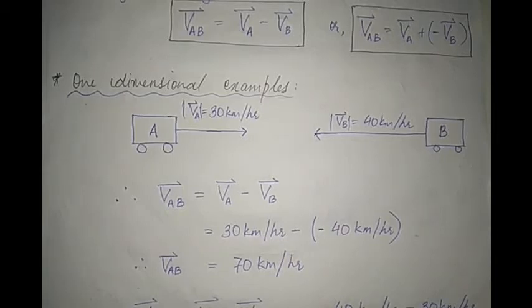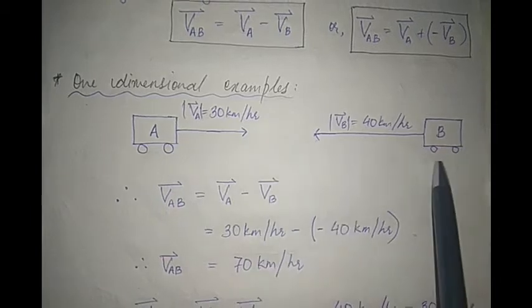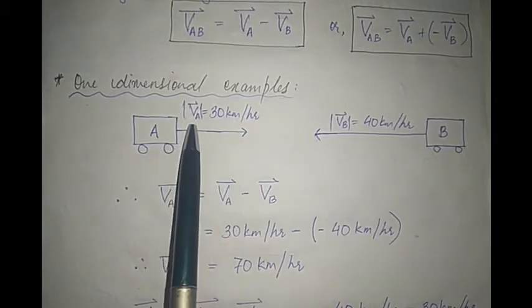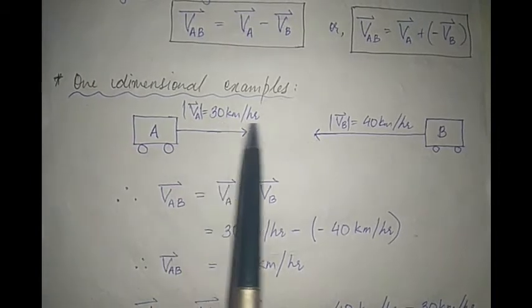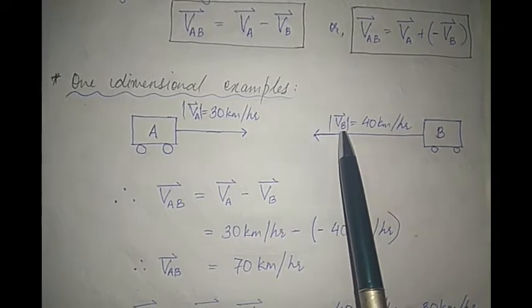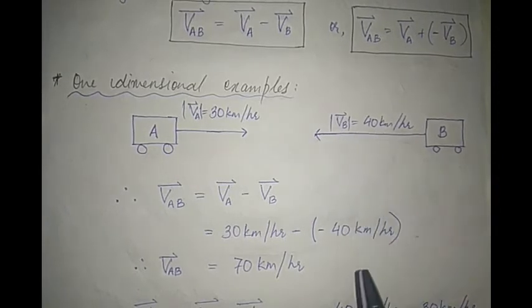In this video, we are going to look at examples of relative velocity with regard to one-dimensional motion, that is, motion of bodies along a straight line. So say for example, we have two cars, car A and car B. Car A is moving in this direction with a velocity VA, whose magnitude is 30 kilometers per hour. And car B has velocity VB, having magnitude 40 kilometers per hour.